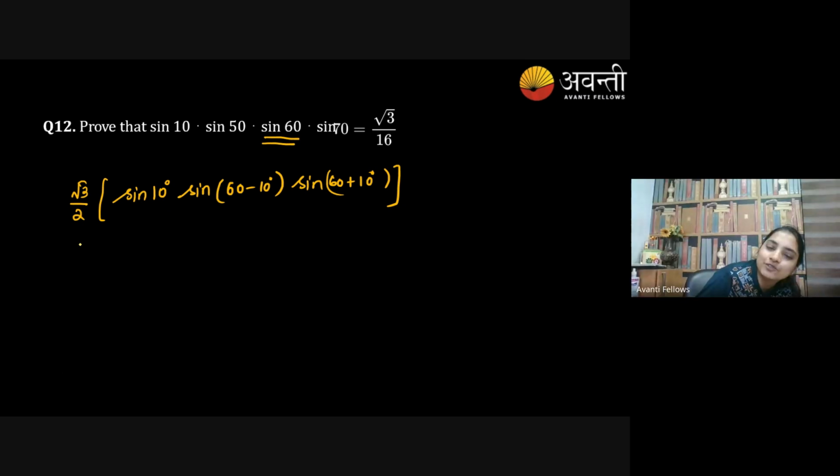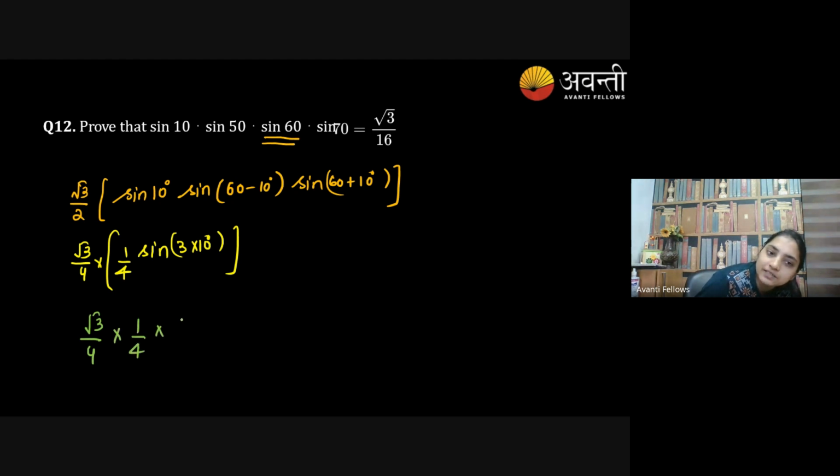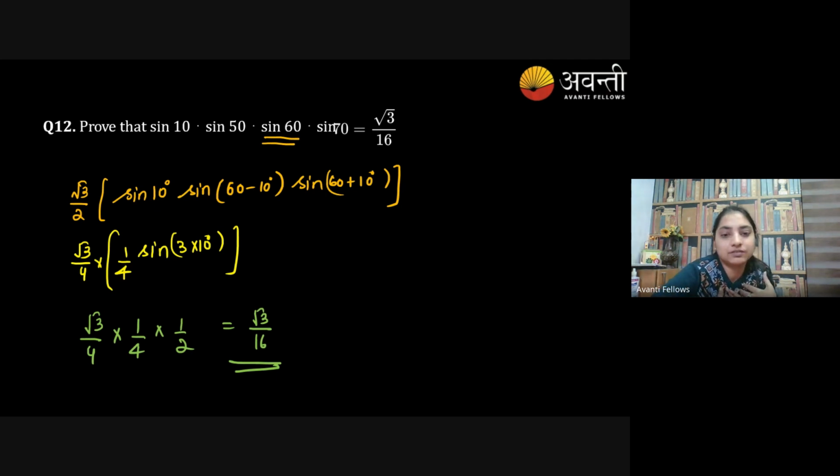Remember, so sine 60 gives root 3 by 2 into 1 upon 4. It's going to be sine 3 theta, 3 into 10 degree. So what's the answer here? Root 3 upon 4, 1 upon 4 into sine 30 is 1 upon 2. So the answer is root 3 upon 16. So I just attempted the question in 2 lines only. Clear, Aditya? Tanisha, clear? So these were the magical tricks that we are here to learn, right, Ritik? Clear, everyone? Because I assume the basic things you guys know very well.